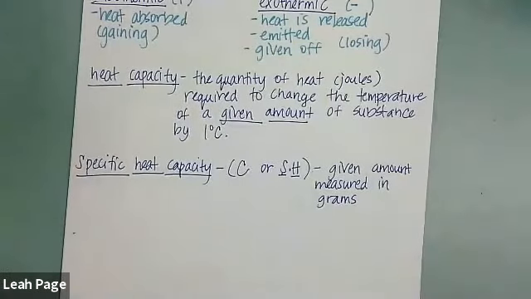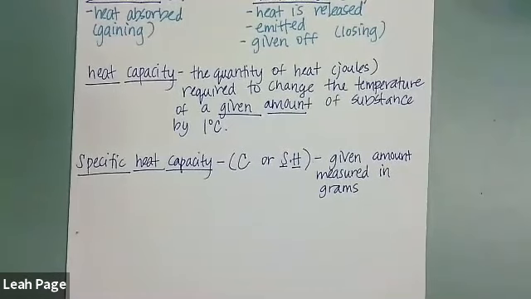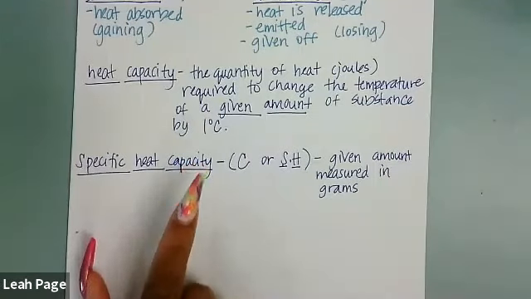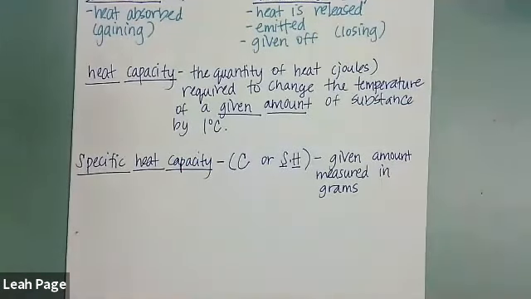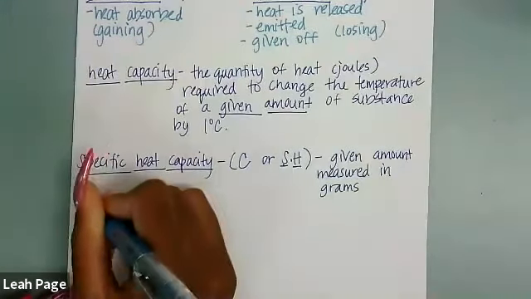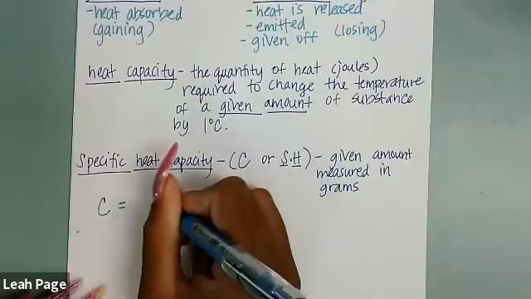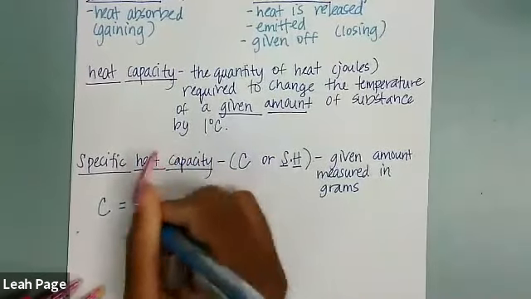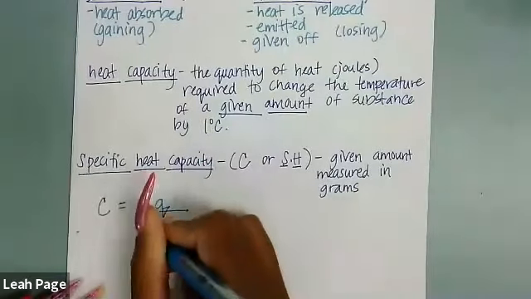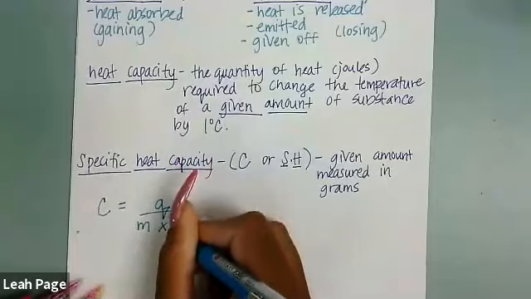Now to figure that out, we can use an equation, and the equation for the specific heat capacity is the one we're really going to care about. The equation for specific heat capacity says that C is equal to the amount of heat, which is Q, divided by the mass times the change in temperature.